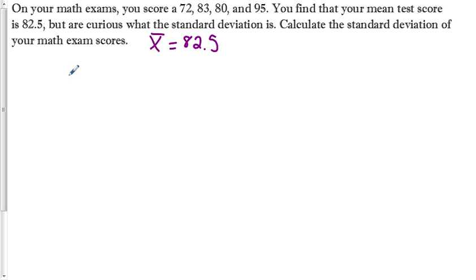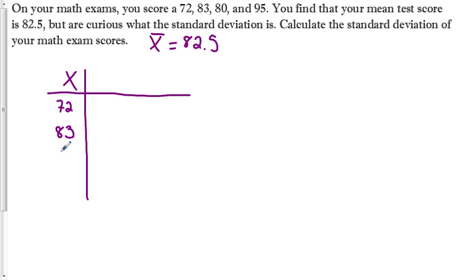One of the best ways to calculate standard deviation, particularly if you enjoy visuals, is using a chart to set these up. So what we're going to do is construct a vertical chart that sets up all of our data values going down. So we have here 72, 83, 80, and 95. They do not have to be in any particular order, so save yourself the hassle. Don't try and rearrange them.